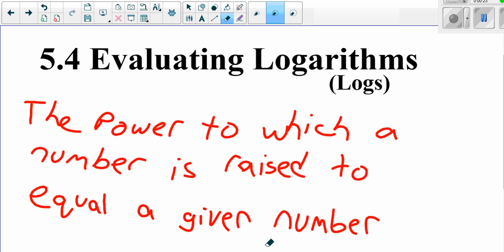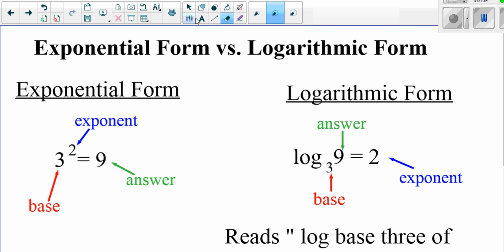So, a logarithm is the power to which a number is raised to equal a given number. Logarithms answer the question, what is the power, or what is the exponent? So, logs and exponents are inverses. A few days ago, we learned about inverse functions. They are the reverse of the other. They undo.